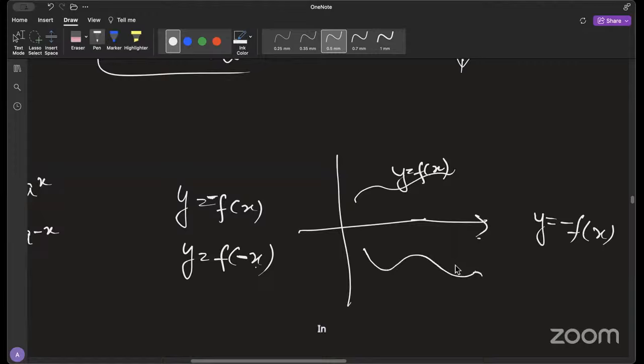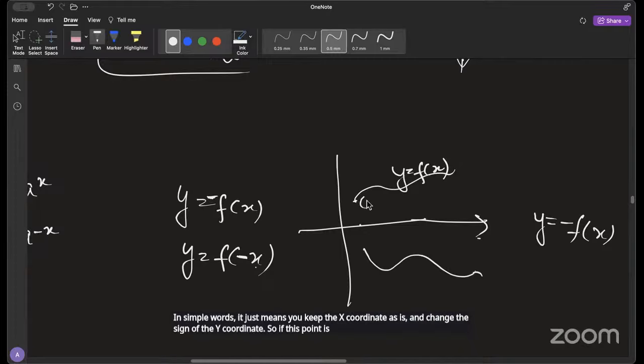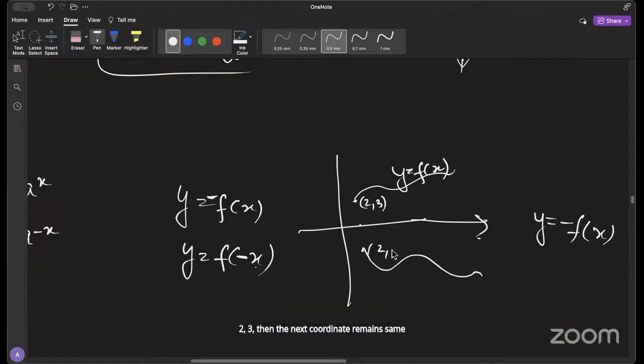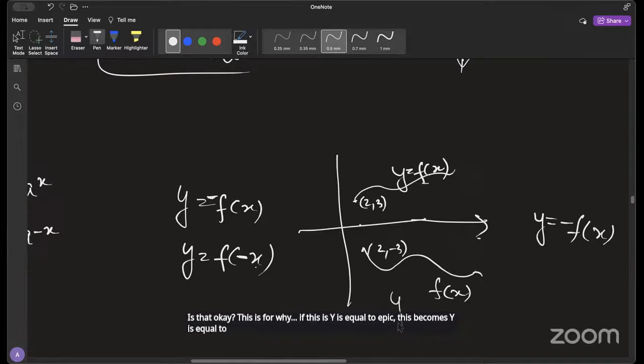In simple words, it just means you keep the x coordinate as is and change the sign of the y coordinate. So if this point is (2, 3), then the x coordinate remains the same and the y coordinate's sign changes. It becomes negative. That's it. Is that okay? Yes. If this is y equals f(x), this becomes y equals minus f(x).